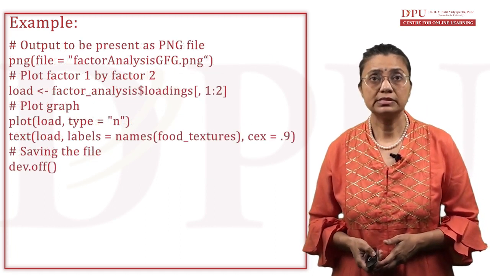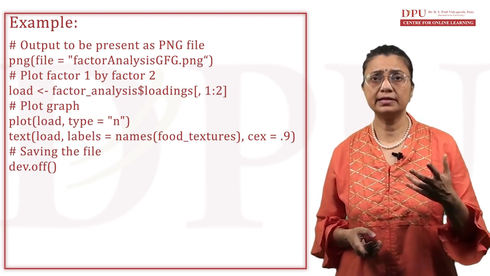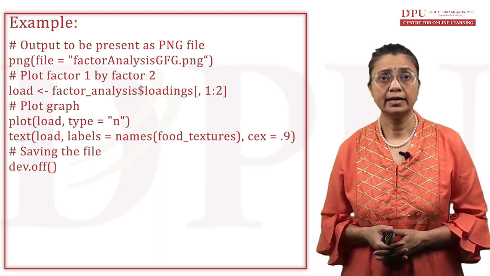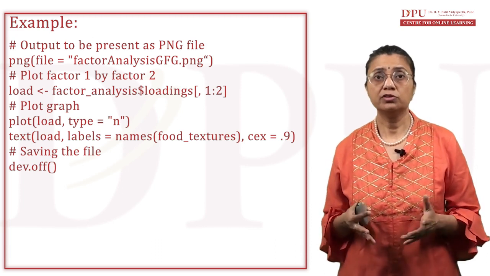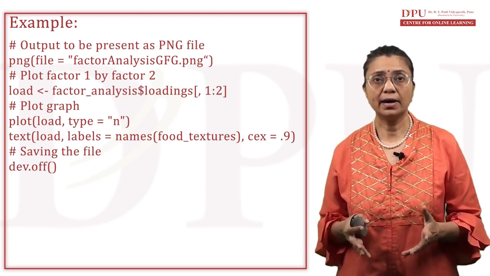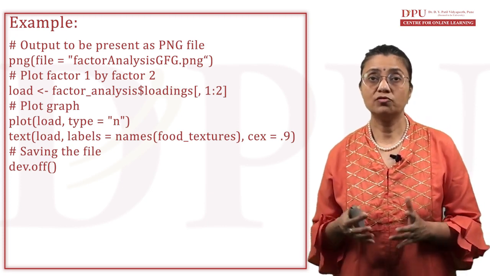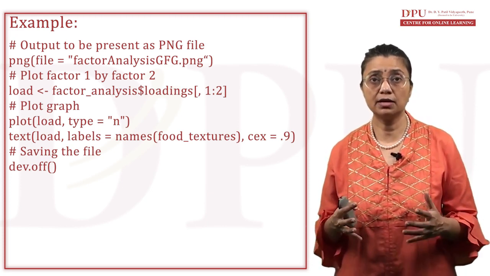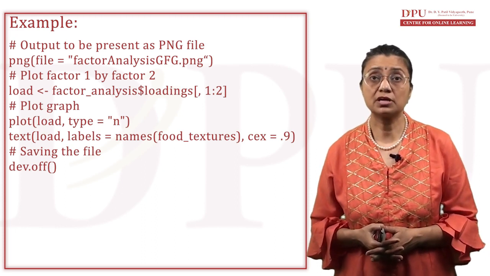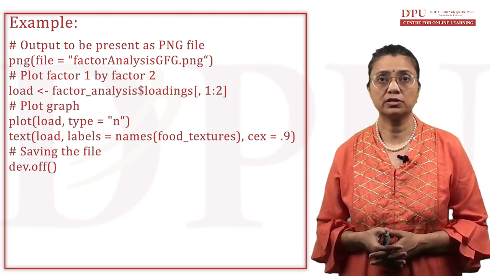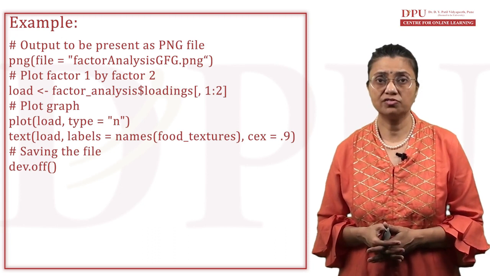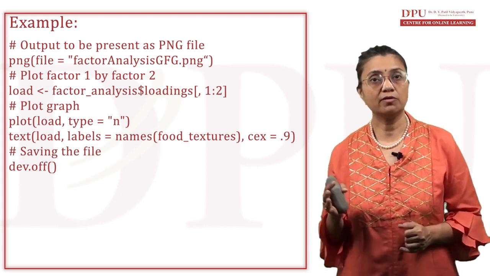So now we will see that output presented as a PNG file, and how we print the output. We call the png function and we pass file equals factor analysis gfg.png. So we are producing the result of the factor analysis, which is coming with the help of the factanal function. We get the result in the PNG file. We plot factor 1 by factor 2.